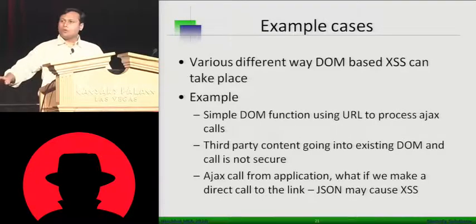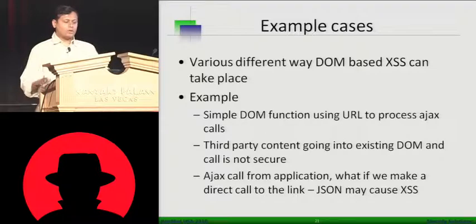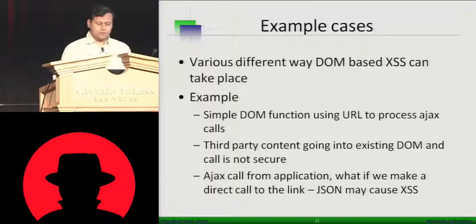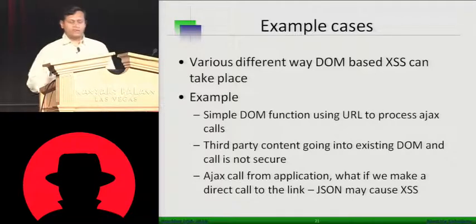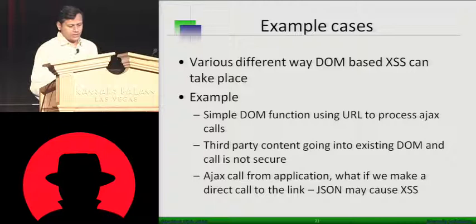There are various different ways DOM-based XSS can happen. We'll look at the three categories here. One is a simple DOM function using URL parsing or an AJAX call. Second is third-party content going into the existing DOM. Third would be an AJAX call, where we remove the DOM call and directly make a call to the backend. So these are the three different ways DOM-based XSS can happen.